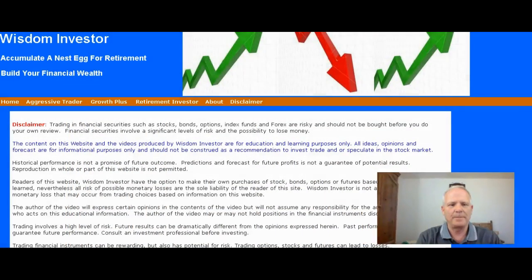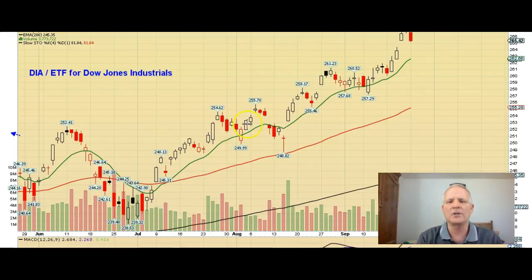Now we're going to take a look at the Dow Jones Industrials ETF. And in this case, this is going to be more of a short-term type trade. Now in general, just to give the big picture here, my core holdings are more long-term. We're going to keep core holdings, and I use mutual funds for those.